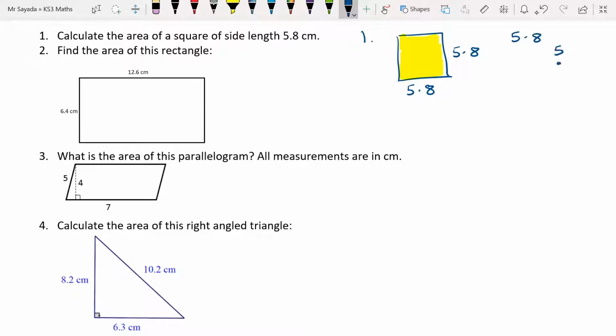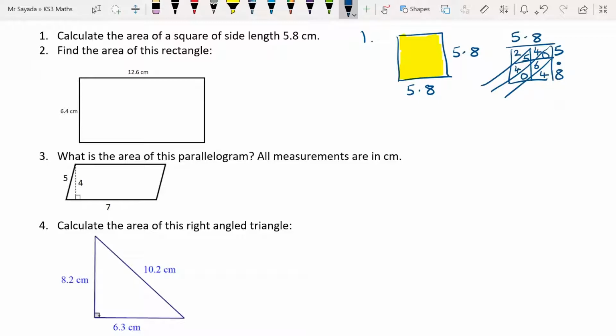Let's do that using gelosia. So there's my grid. Those are my diagonals. Do the times tables with me. 8 times 5, 40. 8 times 8, 64. 5 times 5, 25. 5 times 8, 40.